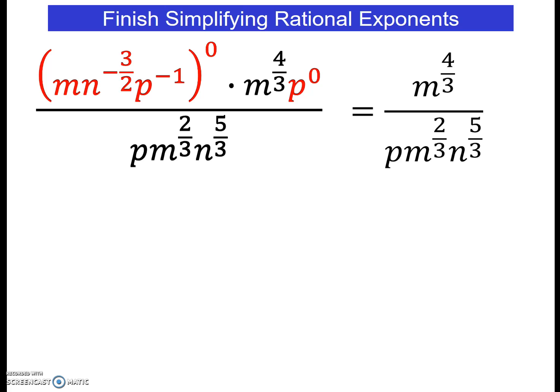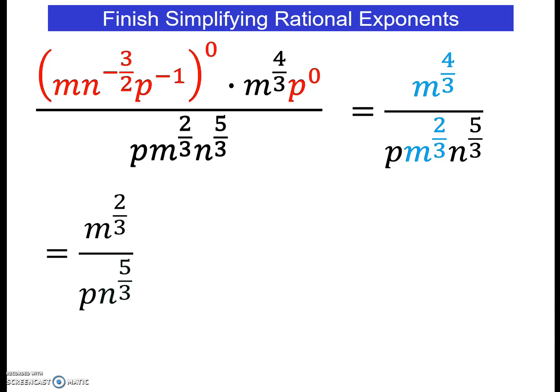and combine things together. So then from here, I notice that I have an m in the numerator and in the denominator. And just like if it was an m to the 4th over m squared, we would subtract the exponents. We're going to do the same thing here. So I'm going to do m to the 4/3, and I'm going to subtract 2/3 from it, and I'm left with 2/3. It's positive, so it's going to remain in the numerator. The p and the n have nothing to combine with, so we're going to leave them where they are.